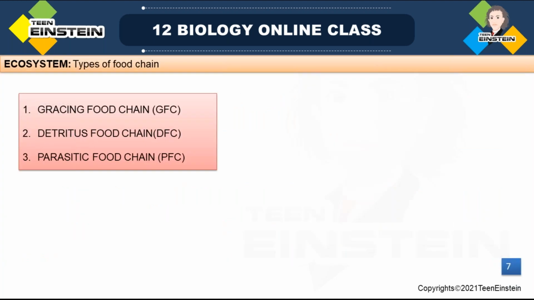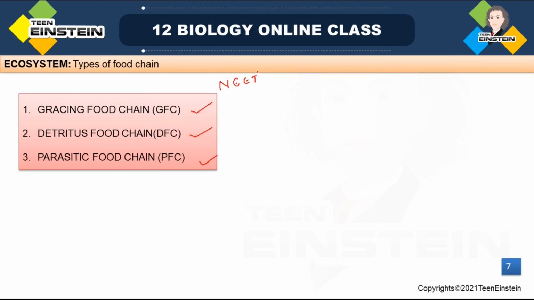Okay, next is types of food chain. Mainly we are going to explain three types of food chain here. The first one is grazing food chain, then detritus food chain, then parasitic food chain. There are three types of food chain. Grazing food chain, GFC. Then detritus food chain, that is DFC. Then parasitic food chain, PFC. These topics are important for NEET. Such questions you will get in NEET.